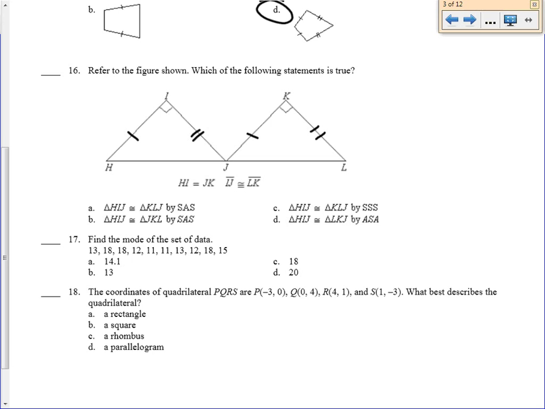No, that can't be it. I can cross out this side, side, side. I can probably cross out ASA. What does ASA stand for? Crossed out angle, side angle.